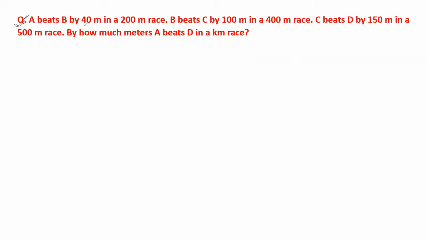A beats B by 40 meter in a 200 meter race. B beats C by 100 meter in a 400 meter race. C beats D by 150 meter in a 500 meter race. By how many meters will A beat D in a kilometer race, that is, in a 1000 meter race?